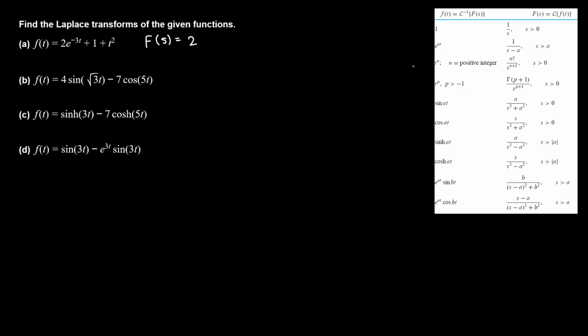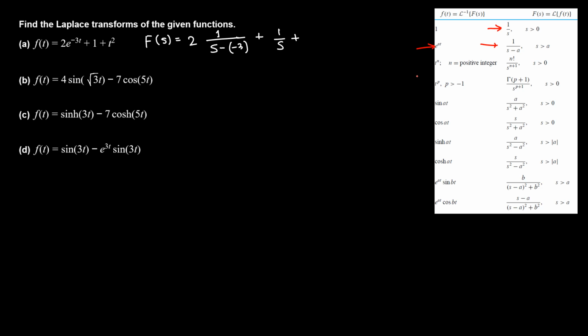And if we look at the table, e raised to at is 1 over s minus a, where a is the negative 3 in our case. So this is just 1 over s minus negative 3, which is the same as 1 over s plus 3. Plus 1, and the Laplace of 1 is 1 over s. Looking at the table, it's 1 over s, plus t squared.